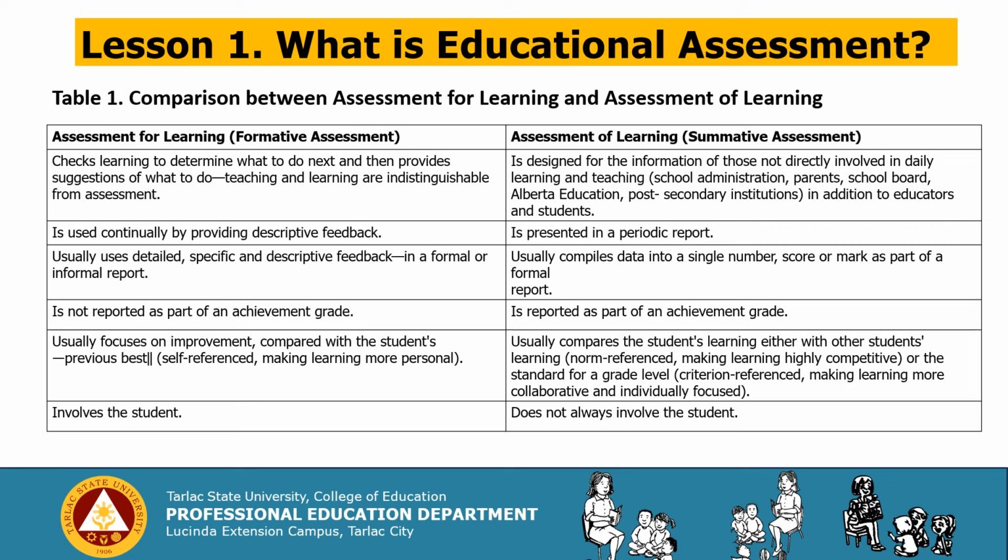While in assessment for learning, communication is continual, providing descriptive feedback to learners, in assessment of learning, it is presented in a periodic report. Assessment for learning usually uses detailed, specific, and descriptive feedback in a formal or informal report, while assessment of learning usually compiles data into a single number, score, or mark as part of a formal report. And the rest, you may review them, you may just read them, or try to search other relevant sources.